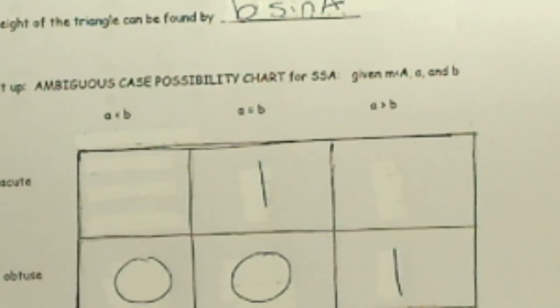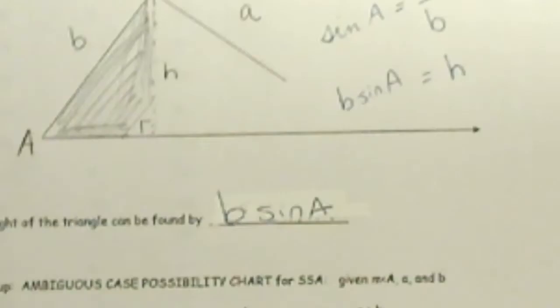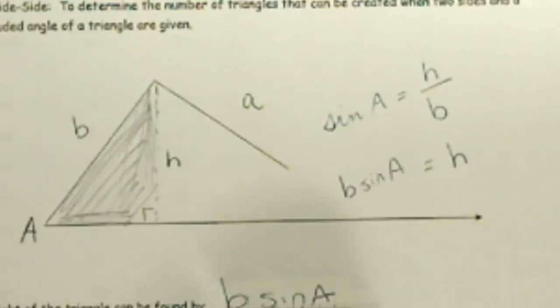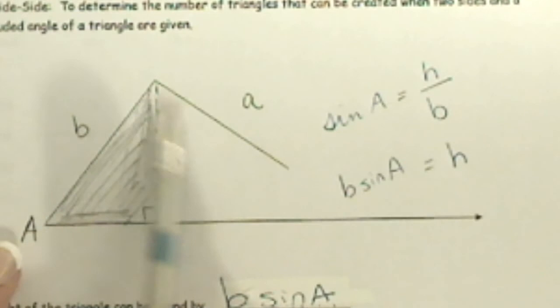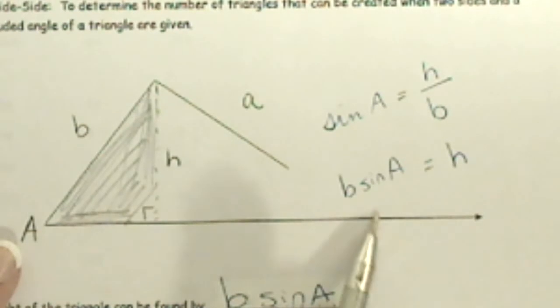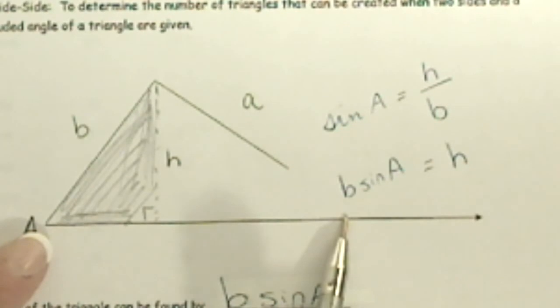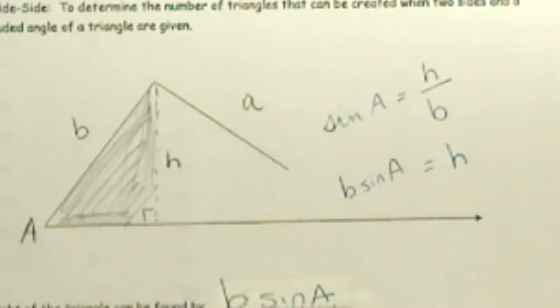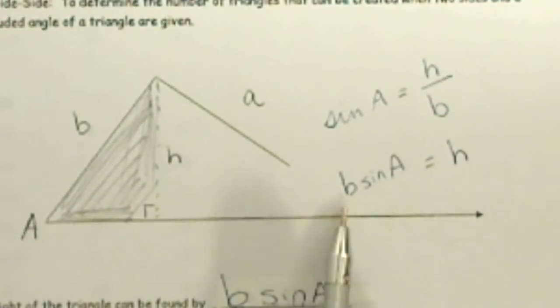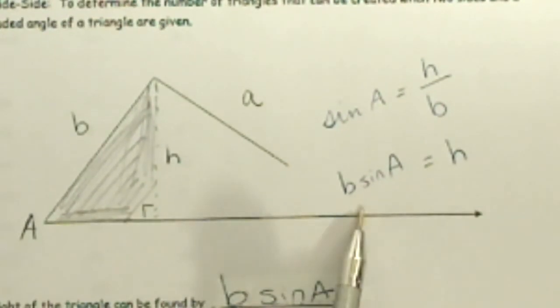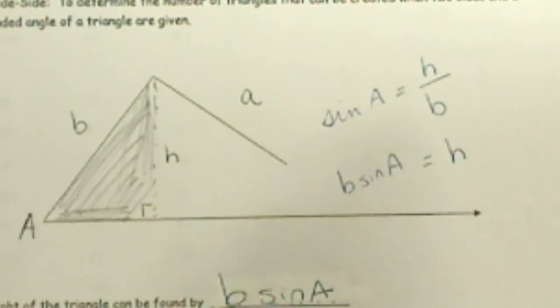Okay. Now, if A is greater than B, that means it's going to be over here somewhere, because it's going to be longer than this one. And then again, we would definitely have a triangle that we could look at. We would definitely have only one place A could fall over here. And so there would only be one triangle.